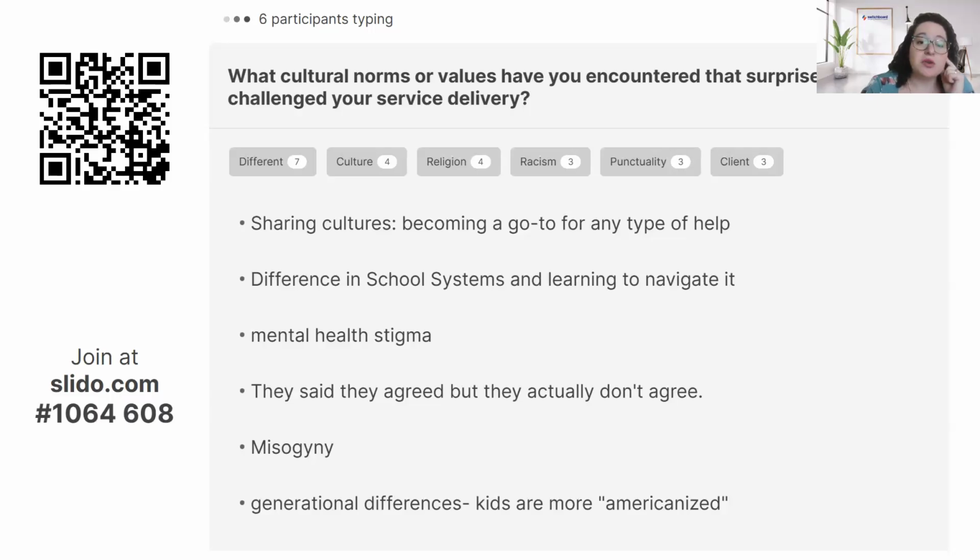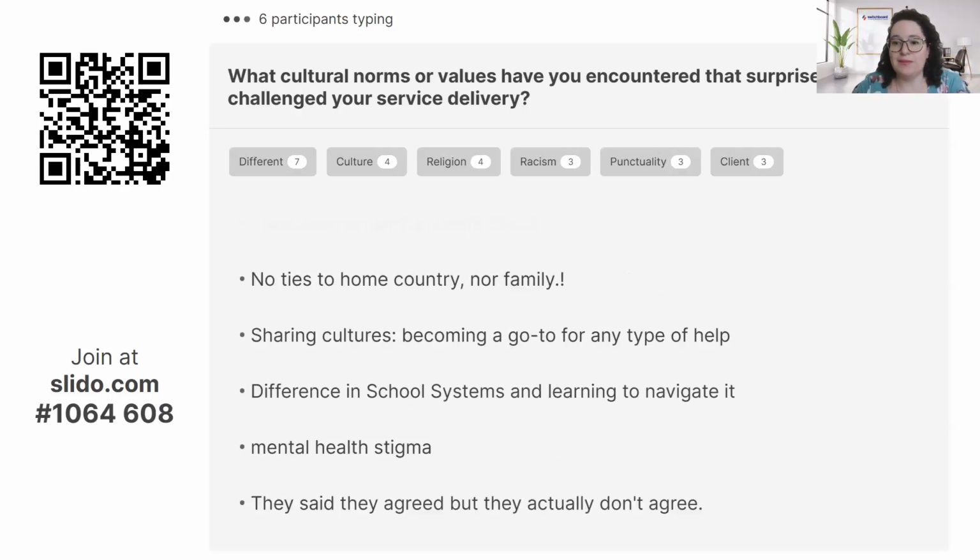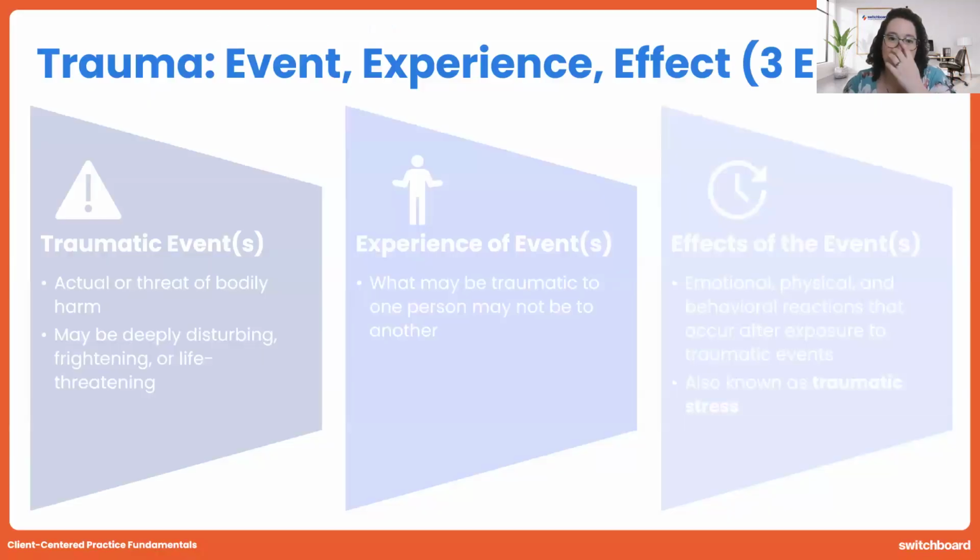There's stigma around mental health and how you kind of talk about that, difference in school systems and learning to navigate it. Sharing culture is becoming a go-to for any type of help. All right, so these are really wonderful. We're going to keep moving on for the sake of time, but I appreciate all of your help.